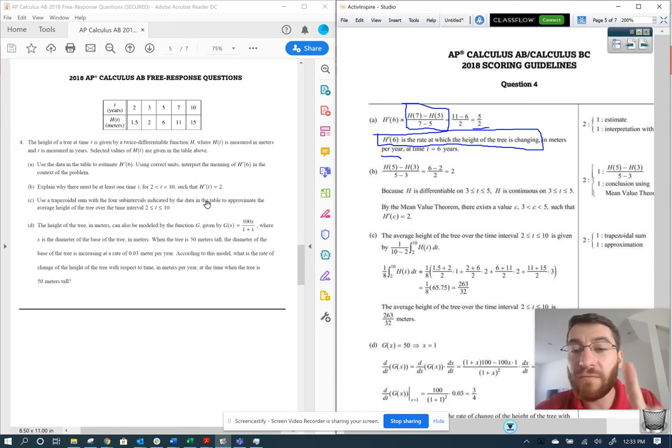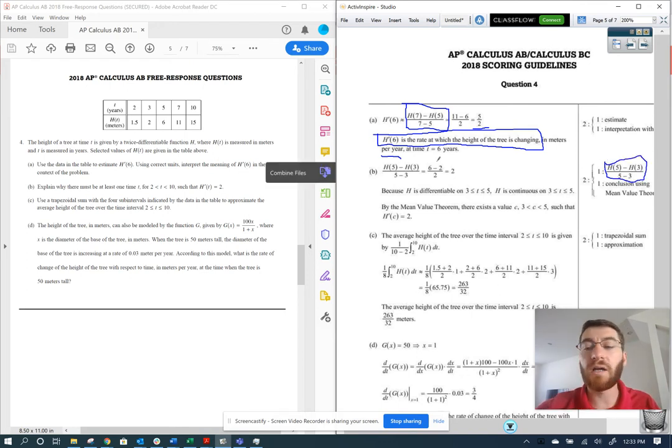Existence of a derivative is mean value theorem. Okay, we just went over that. Really cool here, folks. You get a point for just realizing that to start the mean value theorem, you need an AROC, an average rate of change. And then the conclusion using the mean value theorem.